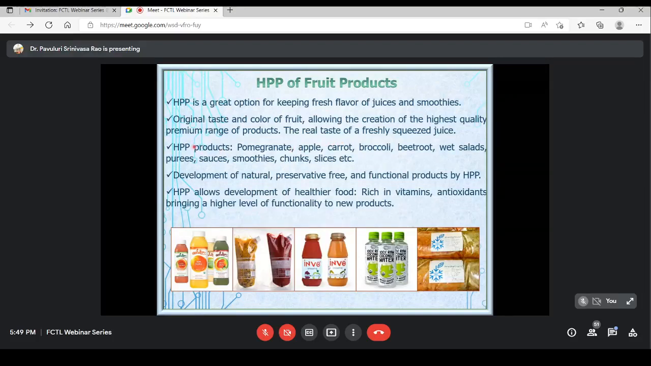The HPP products available as of now are pomegranate, apple, carrot, broccoli, beetroot, and several other juices like lychee, which we have also studied here. The development of natural, preservative free and functional products by HPP is the crux of the HPP process. HPP allows the development of healthier food, rich in vitamins and antioxidants. Thus it brings a higher level of functionality to the products. That's why some of them can even be considered as health foods.